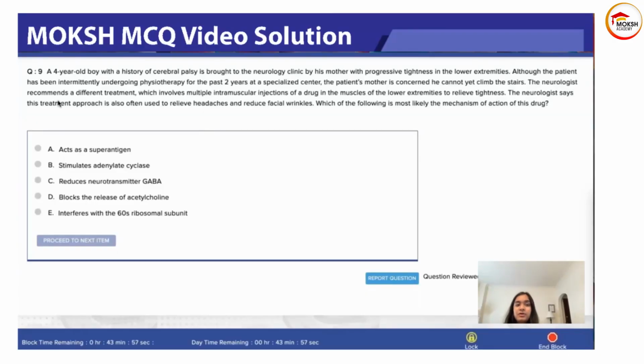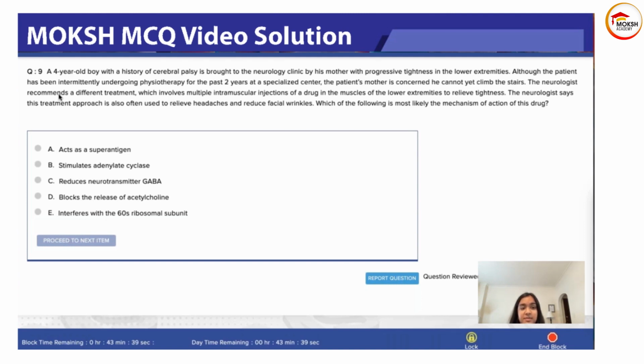Question number 9. A 4-year-old boy with a history of cerebral palsy is brought to the neurology clinic by his mother with progressive tightness in the lower extremities. Although the patient has been intermittently undergoing physiotherapy for the past 2 years at a specialized center, the patient's mother is concerned he cannot yet climb stairs.